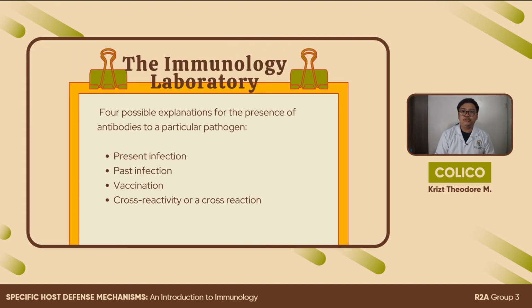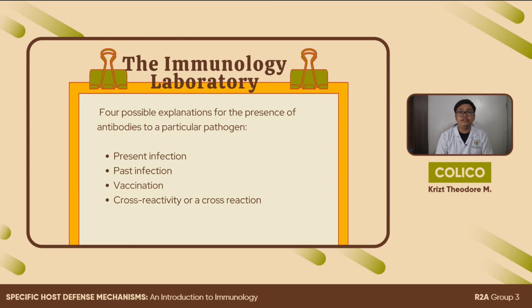whereas a person who produces too few antibodies is said to have hypogammaglobulinemia. The Immunology Laboratory. There are 4 possible explanations for the presence of antibodies to a particular pathogen. Present infection, when the person is currently infected with the pathogen. Past infection, if the person was infected with the pathogen in the past and antibodies are still present in his or her body. Next is vaccination. The antibodies are a result of the person having been vaccinated against a particular pathogen at some time in the past. For example, a person's serum may contain antibodies against influenza viruses because he or she received a flu shot last year.